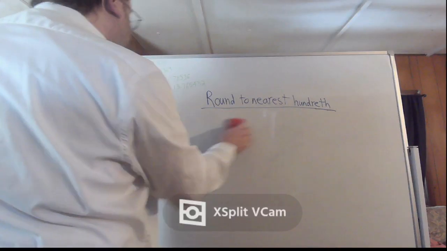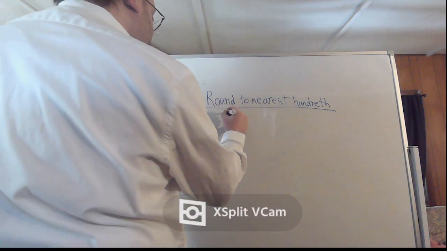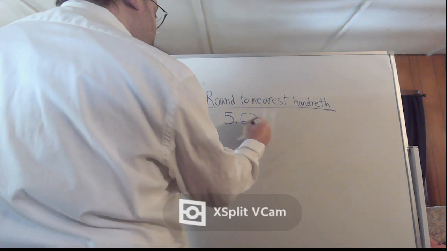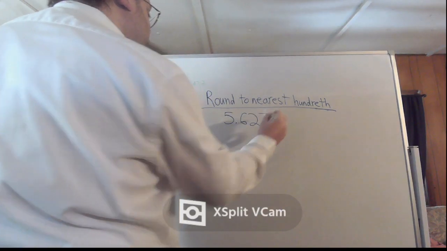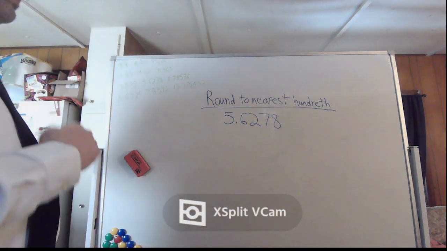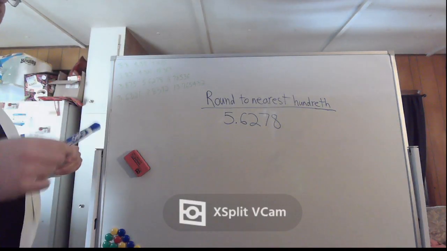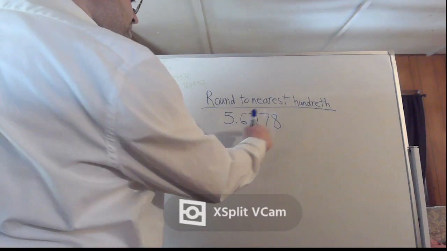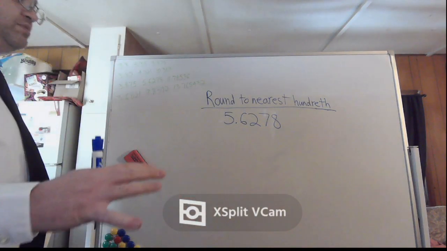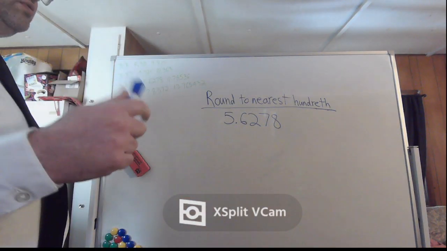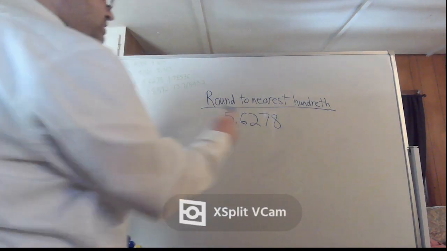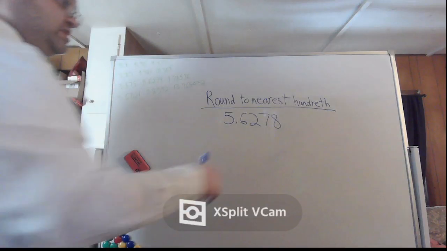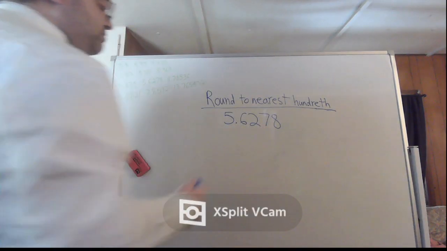Alright. Let's say I have 5.6278. Well, we want to round this to the nearest hundredth. So locate your hundredths place. You have a 2 in the hundredths place. You have a 7 in the thousandths place. You want to look immediately to the right of what place you're looking at. So we look at the thousandths place. We don't care what's in the 10,000ths place or afterwards. Just focus on your hundredths place and your thousandths place.